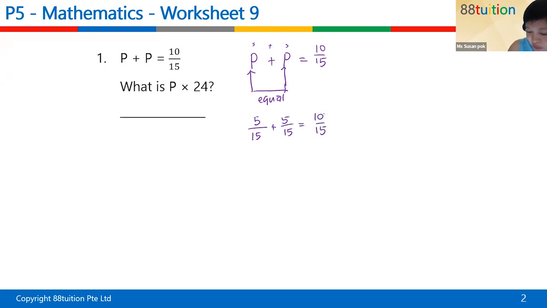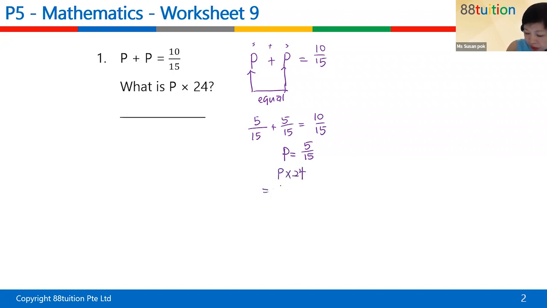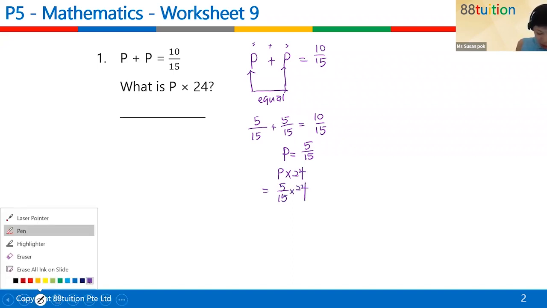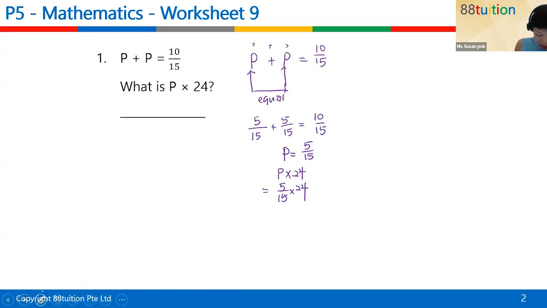All right, so what does P represent? P is 5 over 15. But did he ask for 5 over 15, which is only P? No, he didn't. What he's asking for is the answer multiplied by 24. So P multiplied by 24 gives you your answer. Now you need to reduce it to the simplest form.